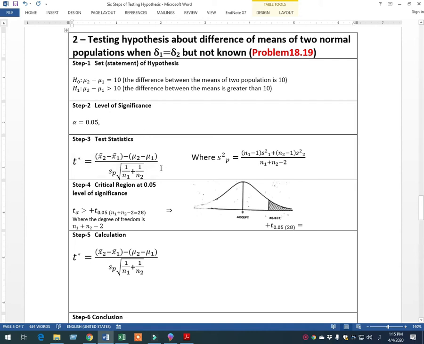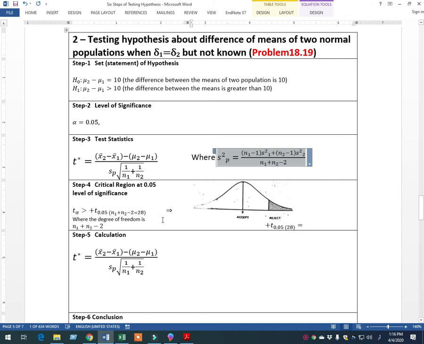So the test statistic at the third stage is like that: x2 bar minus x1 bar minus mu2 minus mu1, divided by the pooled standard deviation, multiplied by the square root of n1 inverse plus n2 inverse. And here we need to calculate the pooled standard variance or standard deviation. The pooled variance formula is given here. So we first have to calculate the pooled variance, then get the standard deviation from it, and then follow this formula.